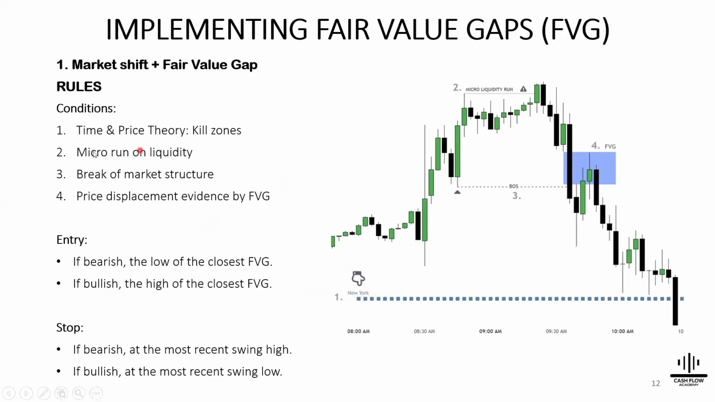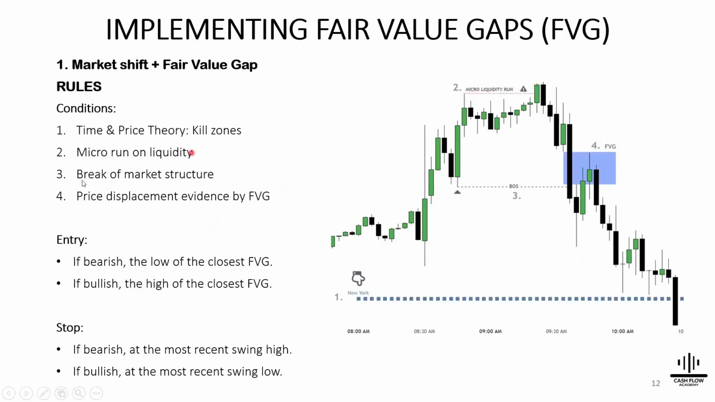And the second condition you have to see, you want to see a micro run on liquidity. Now, this whole price action here, you want to see it either hitting another block or running buy side liquidity by the left. But then again, when you go down to a lower time frame, you want to see a micro run on liquidity. You can see how market took out this buy side liquidity here.